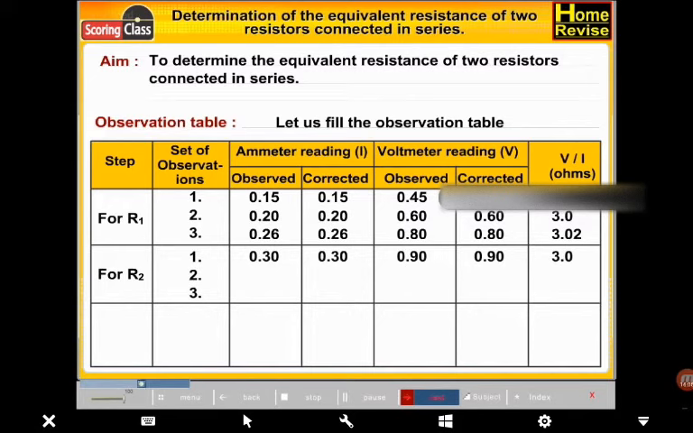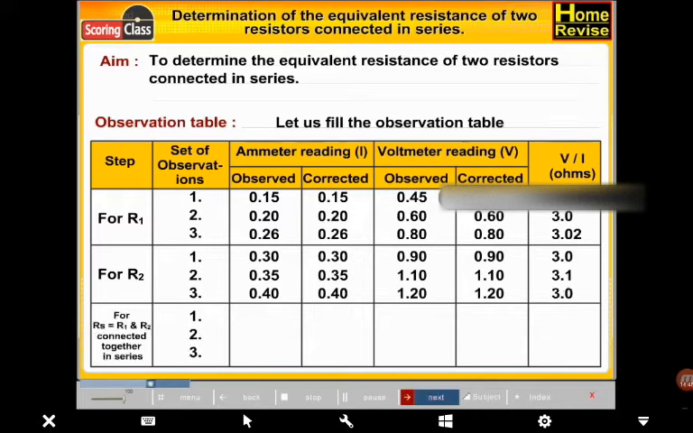For second set of observations, ammeter reading observed 0.35, corrected 0.35. Voltmeter reading observed 1.10, corrected 1.10. It is 3.1 ohms. For third set of observations, ammeter reading observed 0.40, corrected 0.40. Voltmeter reading observed 1.20, corrected 1.20. It is 3.0 ohms.